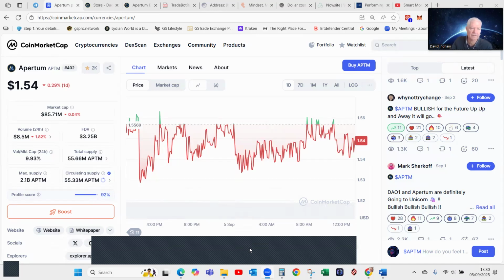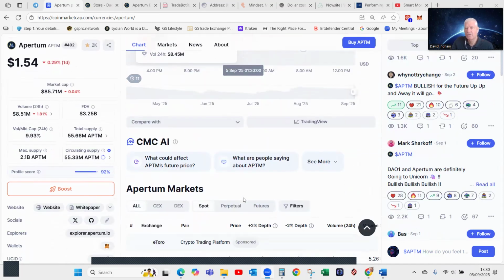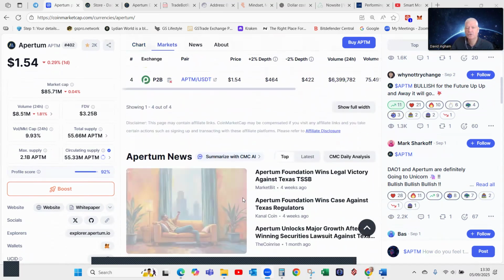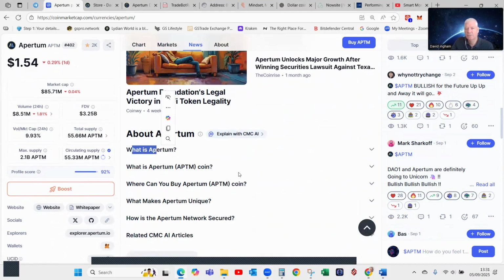Why am I saying that? Well, you can do your own research. We are ranked 402 out of 9,537 tokens or coins, and that is pretty impressive, right? And we also got a fixed supply of 2.1 billion. And you can scroll down and you can read some news, what's going on. And what is Apertum as well?